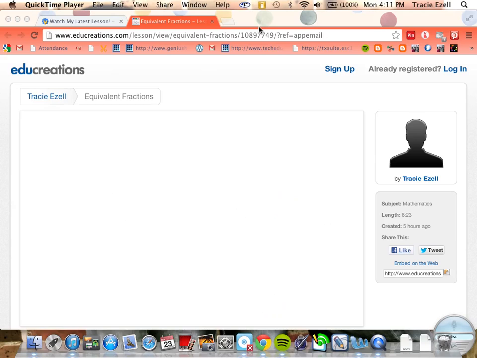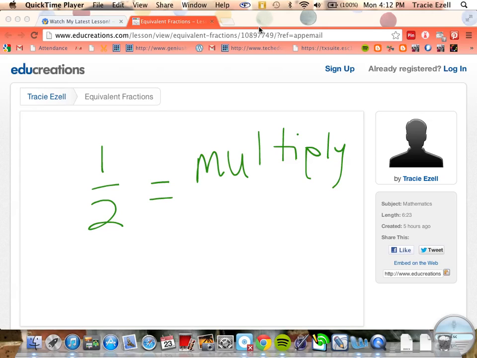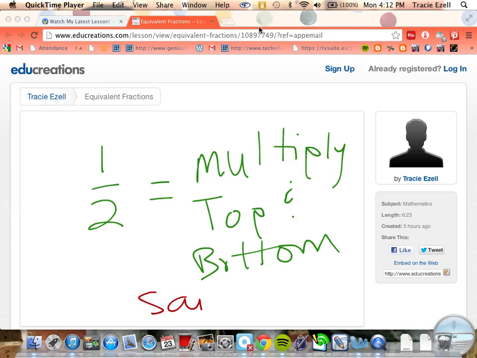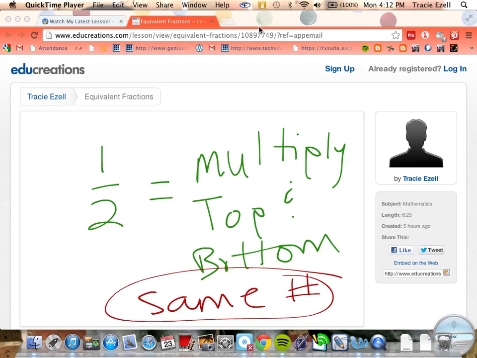Okay, so now let's go over how do we find equivalent fractions. All right, if we have 1/2 and we are trying to find an equivalent fraction for 1/2, we can multiply. That's one way we can do it. We can multiply, but we have to multiply the top and the bottom by what? Does anybody know? By the same number. It has to be the same number or it won't work.